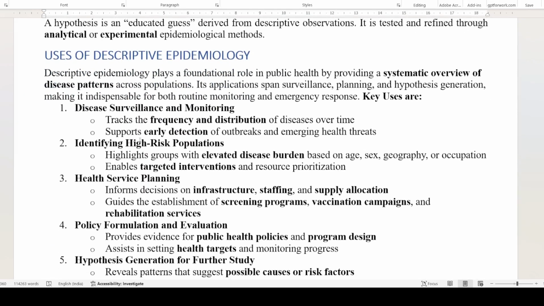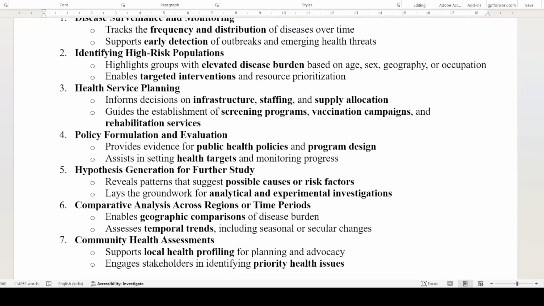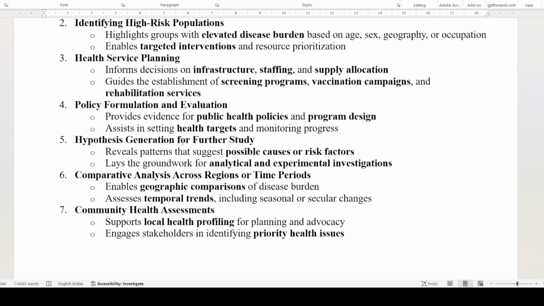I'm coming to the uses of descriptive epidemiology. The key uses of descriptive epidemiology are disease surveillance and monitoring, identifying high-risk populations, health service planning, policy formulation and evaluation, hypothesis generation, comparative analysis across regions or time periods, and then community health assessments.